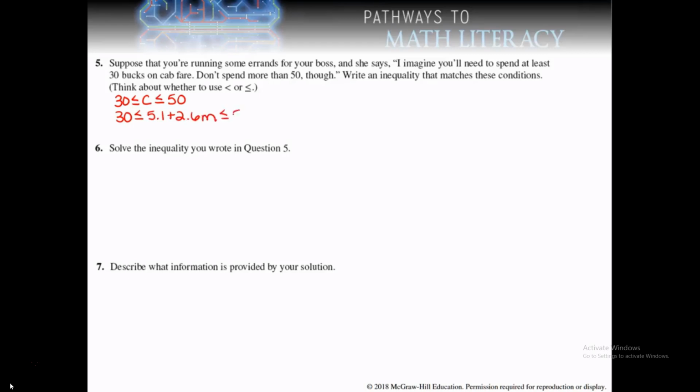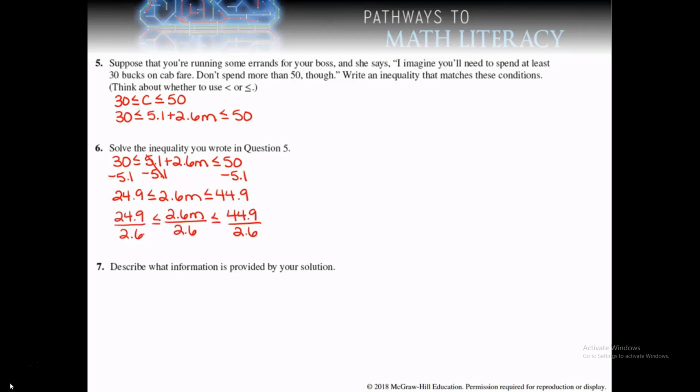And then in number 6, we're going to solve that inequality. So first we'll subtract 5.1 from all 3 parts of that inequality. And that's going to give me 24.9 less than or equal to 2.6m less than or equal to 44.9. Now I need to divide all 3 parts by 2.6. So rounding each of those values off, I'm going to get about 9.6 less than or equal to m less than or equal to about 17.3.